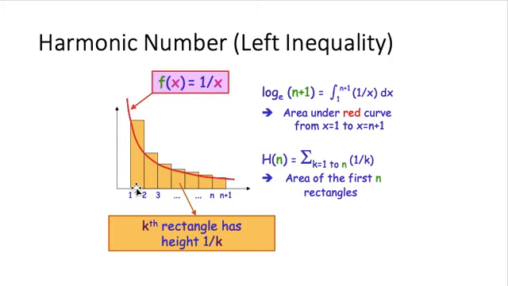So the area of the first one is exactly 1. The area of the second one is exactly 1/2, and so on and so forth. So if we produce n rectangles like this, then the total area will be the harmonic number that we are interested in. And then we will see that the rectangle area will be more than the area below the red curve.